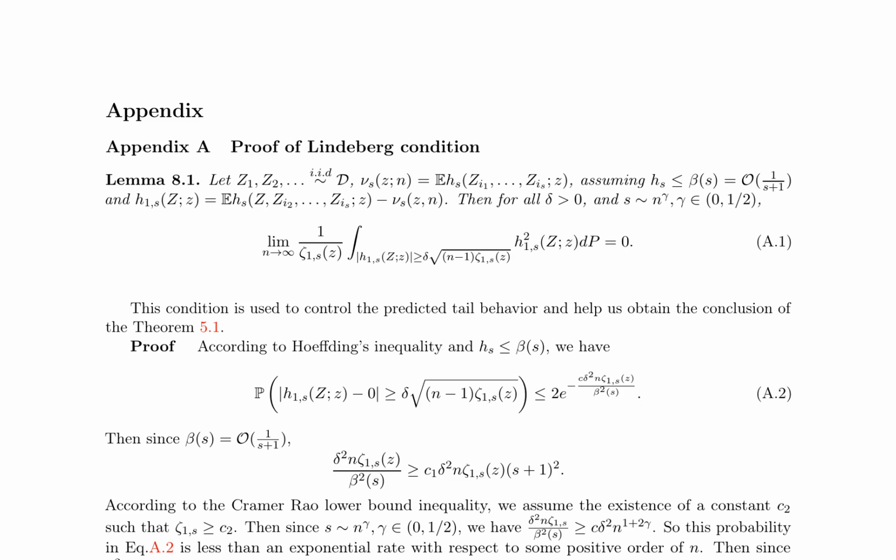The proof begins by applying Hoeffding's inequality to obtain an upper bound on the probability of h1,s,z exceeding a certain threshold. This probability is then shown to decrease exponentially with respect to the order of n. Finally, the limit of this probability as n approaches infinity is calculated, resulting in a value of 0. This demonstrates that the Lindbergh condition holds under the given assumptions, which is crucial for the main results in the paper. The Lindbergh condition is essential in controlling the predicted tail behavior and achieving the conclusion of Theorem 5.1.